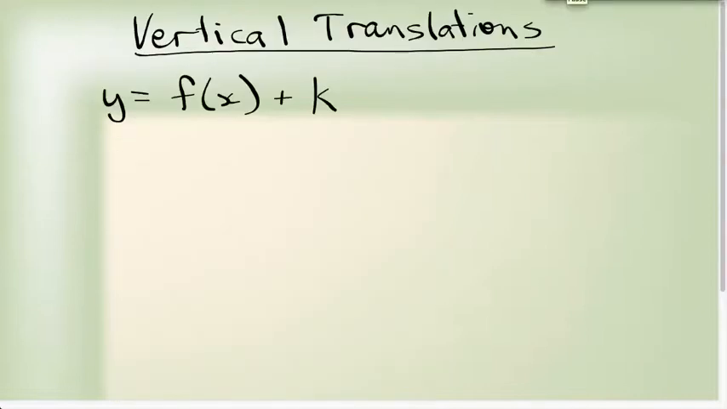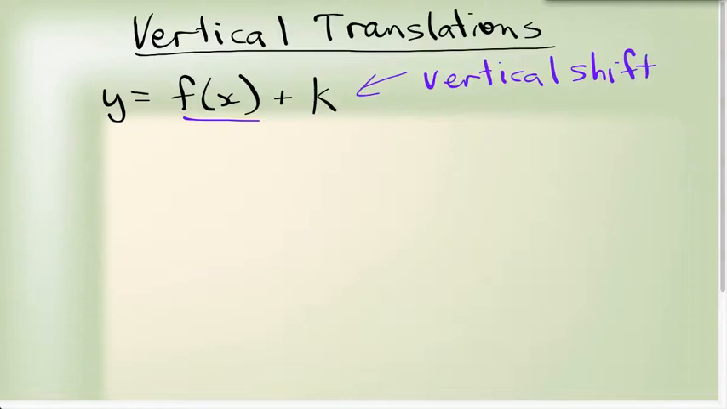If we look at a vertical translation, the basic form is y equals f of x plus k, k being the amount that we shift. You take your original function plus a constant. That's a vertical shift, or vertical translation.